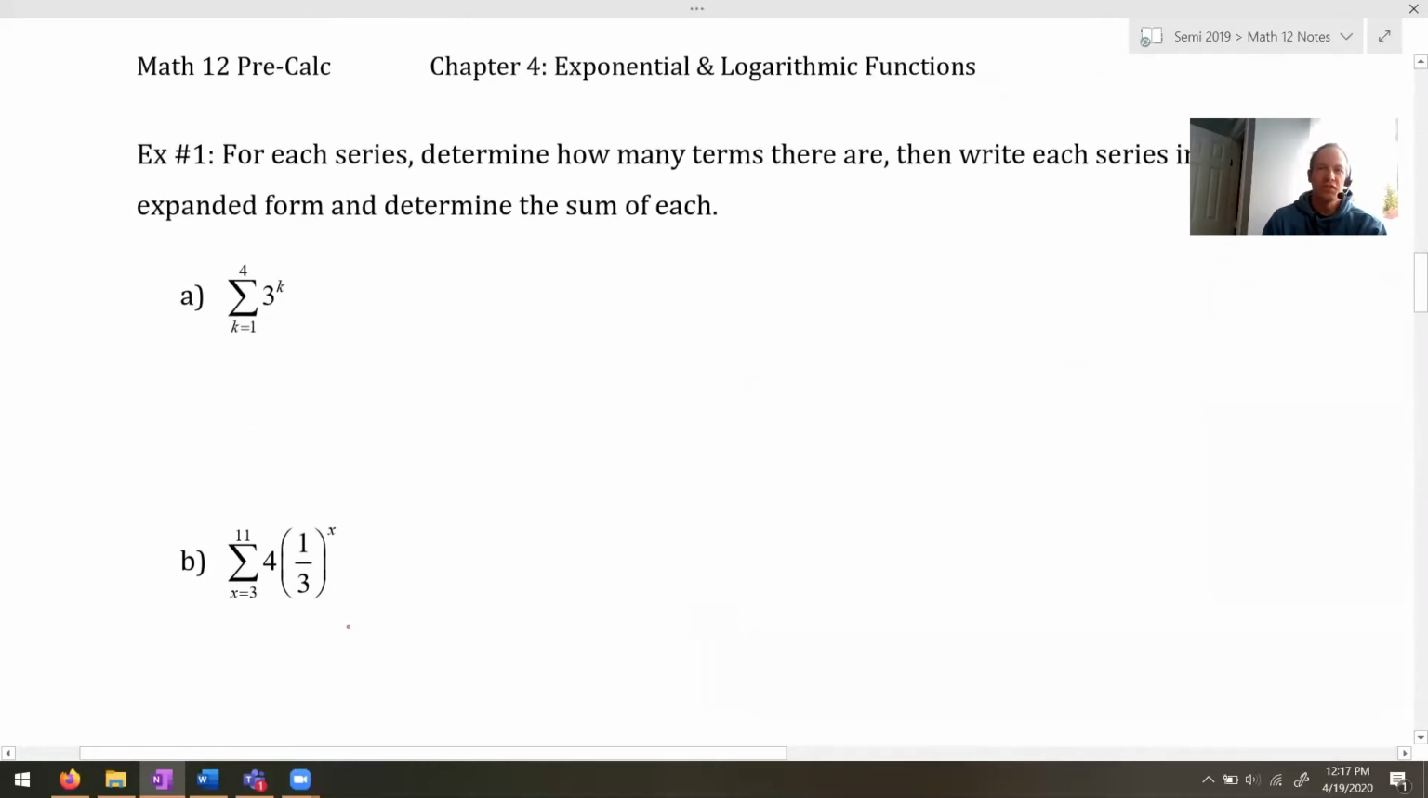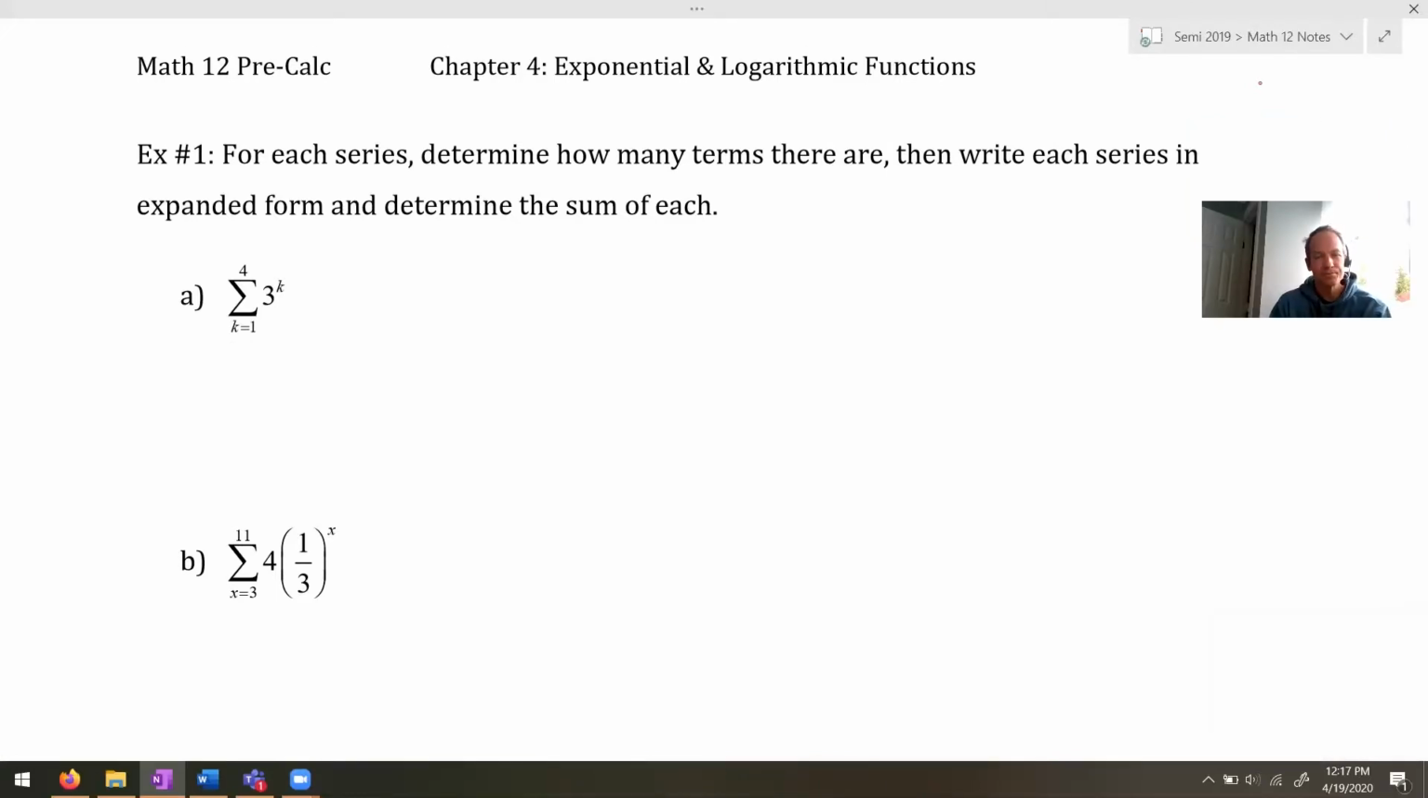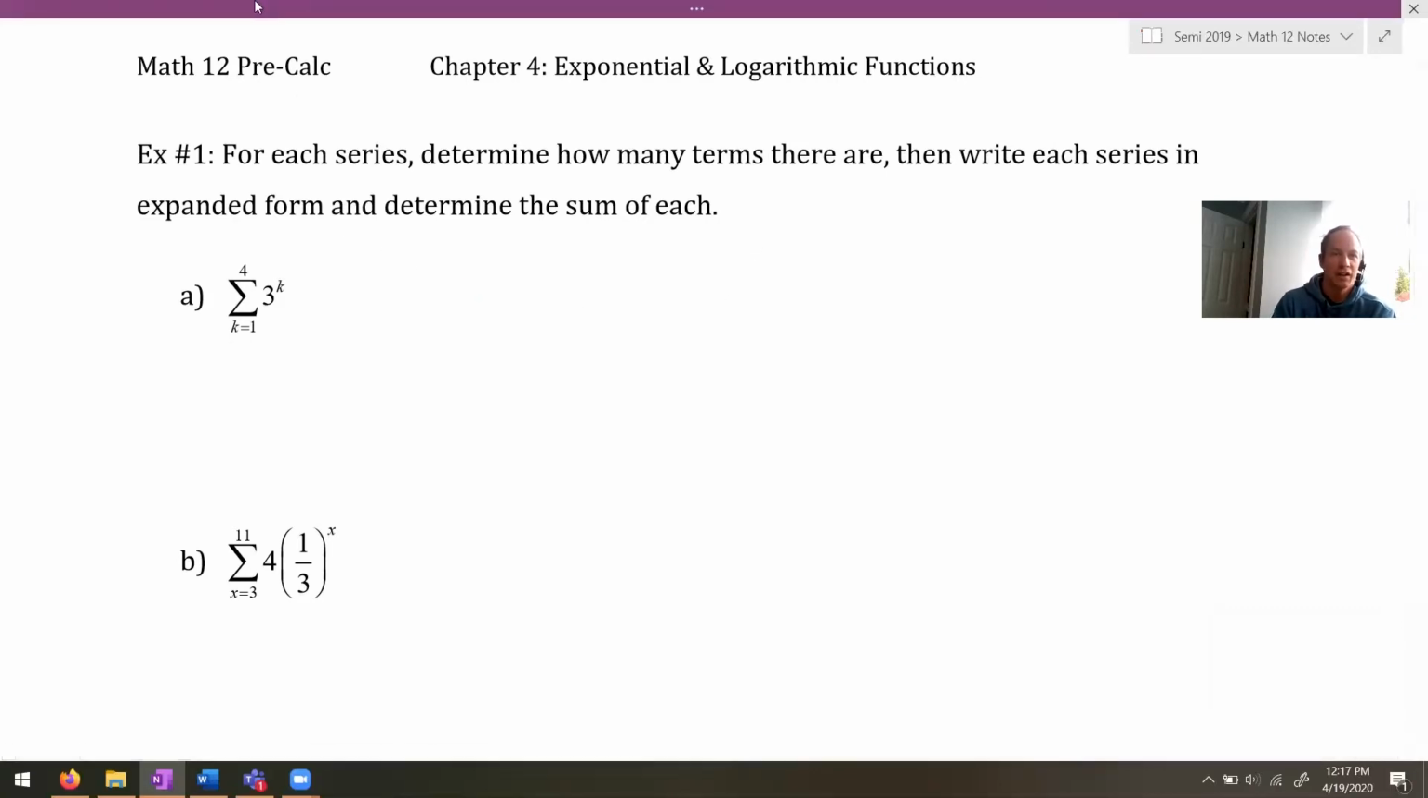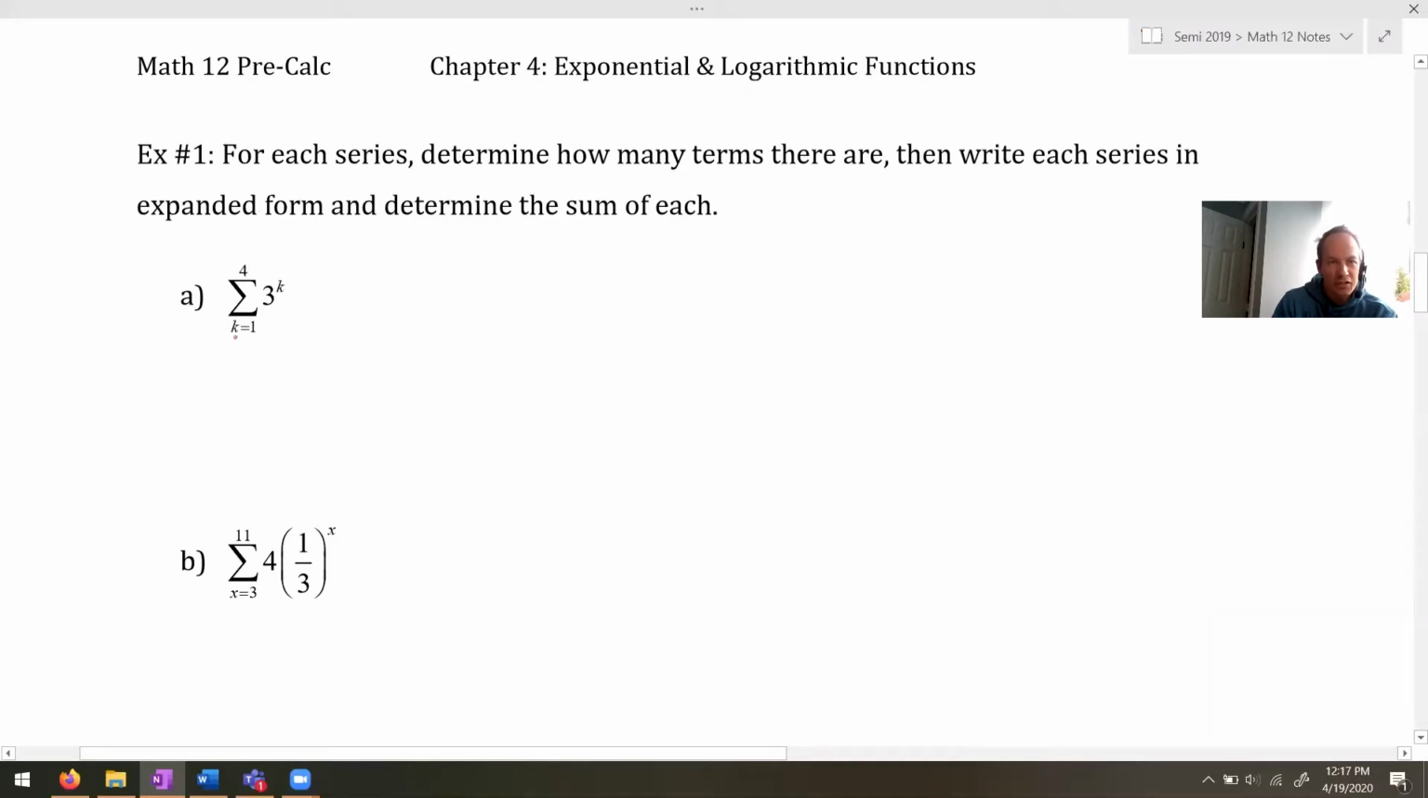Okay, so here's the first example, pretty simple. There we go. For each series, determine how many terms there are and then write each series in expanded form. So here we can see that k is equal to 1, and we're going up to 4. Now a little formula for you here is the number of terms.